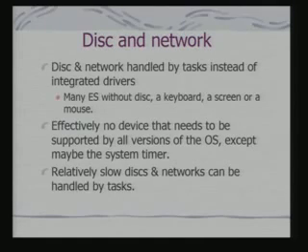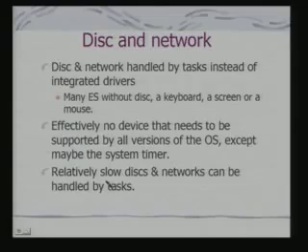So in fact, that is again another reason for configurability and choice of the appropriate device drivers to be made part of the OS. In fact, if you really have slow disks and networks, that can be handled by tasks. This doesn't form part of the OS kernel or the device drivers that come bundled with the OS.